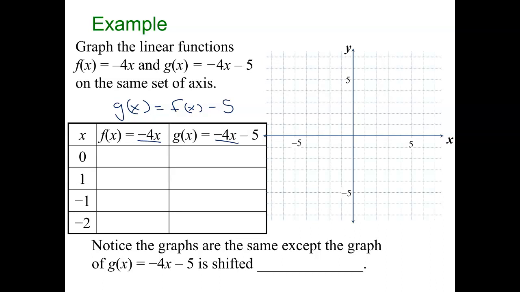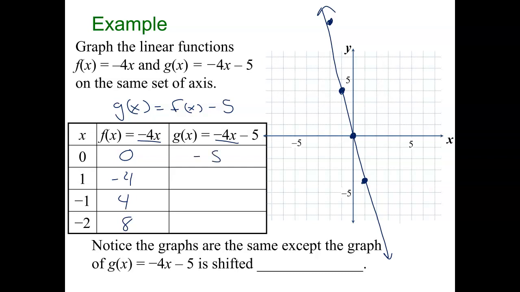So let's look at f of x. What's f of 0 going to be? 0. What's f of 1? Negative 4. What's f of negative 1? 4. What's f of negative 2? 8. So I have 0, 0; 1, negative 4; negative 1, 4; and negative 2, 8 is going to be somewhere up here. It's off my graph, but it's somewhere up there. Then without having to plug 0 in for g of x, I can just take the 0 from my f of x column and do what?